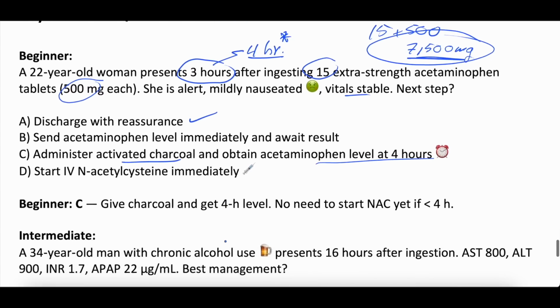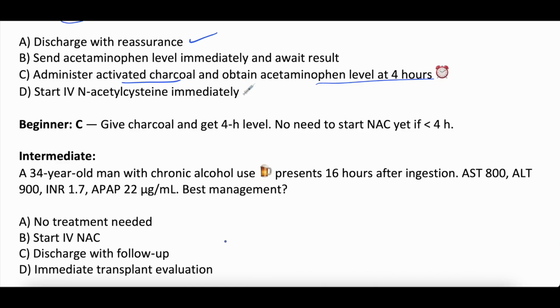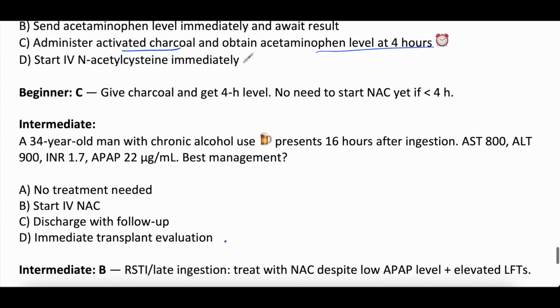All right, intermediate level question. A 34-year-old man with chronic alcohol use presents 16 hours after ingestion of acetaminophen. Their AST is 800, ALT is 900, INR is 1.7, acetaminophen level is 22. What is the best management? A, no treatment needed. B, start IV N-acetylcysteine. C, discharge with follow-up. D, immediate transplant evaluation. All right, pause here if you need more time. The answer is B.